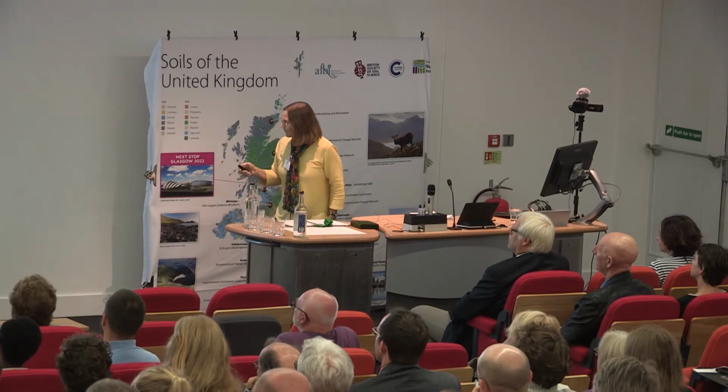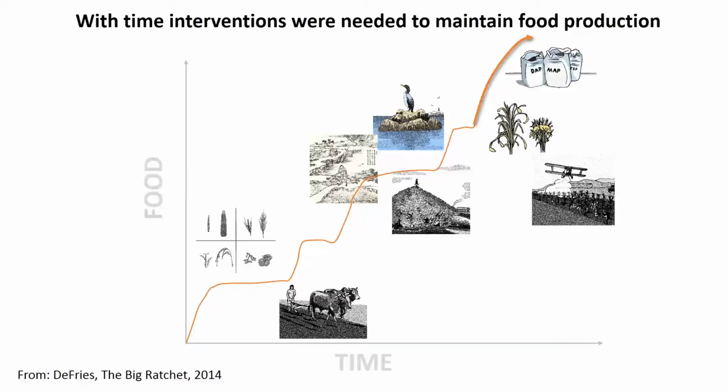So this is a graph I really like. It's from Ruth DeFries, a colleague of mine, and it's called the Big Ratchet. And I recommend you read it. It talks about agriculture. And through history, food production has gone up, and you reach a point where, uh-oh, we're not producing enough food. People have to reach a crisis, and then they ratchet it up.